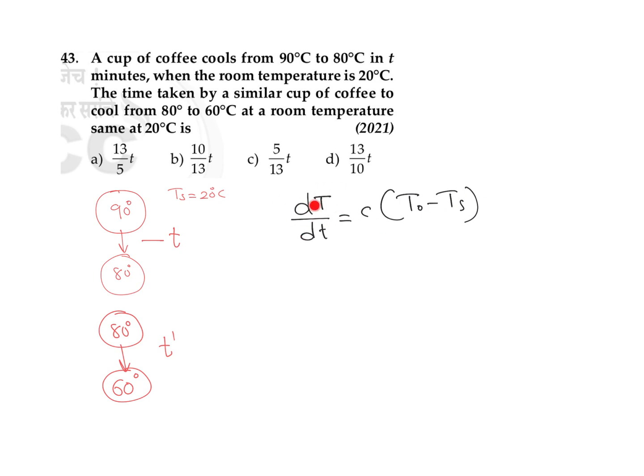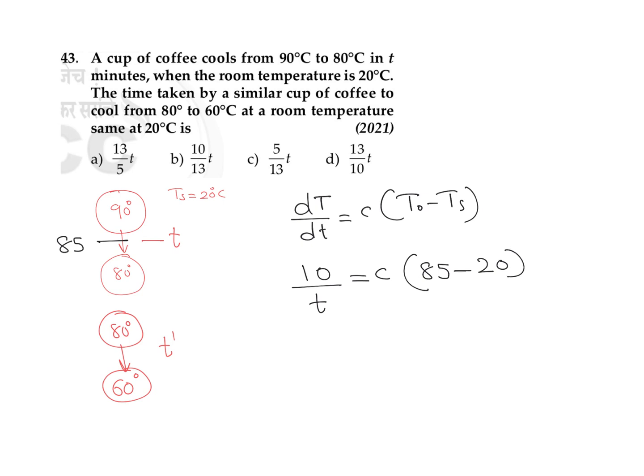First, for the first situation, dT is the difference in temperature. The difference in temperature from 90 to 80 is 10. So instead of dT we take 10, divided by the time taken, which is t, is equal to a constant into, instead of the temperature of the object, the average value from 90 to 80. The average value is 85, which is 90 plus 80 divided by 2. So we write the average value 85 minus the temperature of the surrounding, which is 20 degrees Celsius in the question.